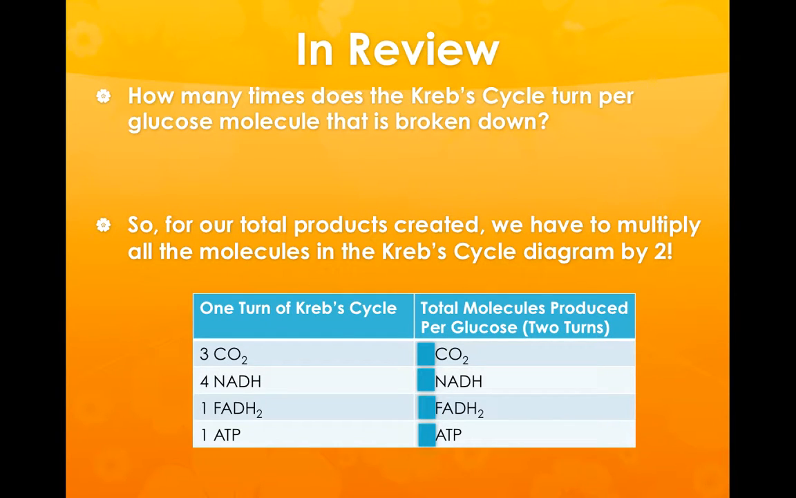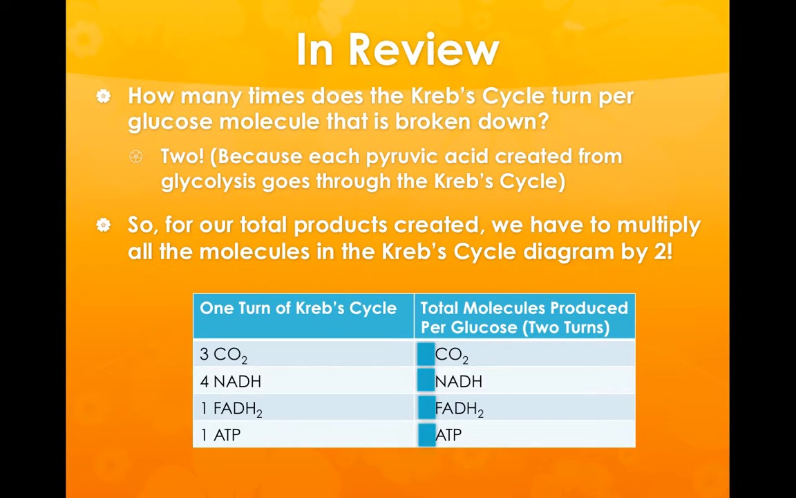Okay, now, the Krebs cycle is going to have to turn twice per glucose molecule because remember, in glycolysis, glucose is broken down into 2 pyruvic acid molecules. Each one of those pyruvic acid molecules has to enter the Krebs cycle separately. So because we have 2 pyruvic acid molecules coming from glycolysis, we must turn the Krebs cycle twice. So when we look at the amount of total products created per glucose, we have to multiply all of our one-turn products by 2 to get the total number of molecules coming out of the Krebs cycle per glucose molecule.